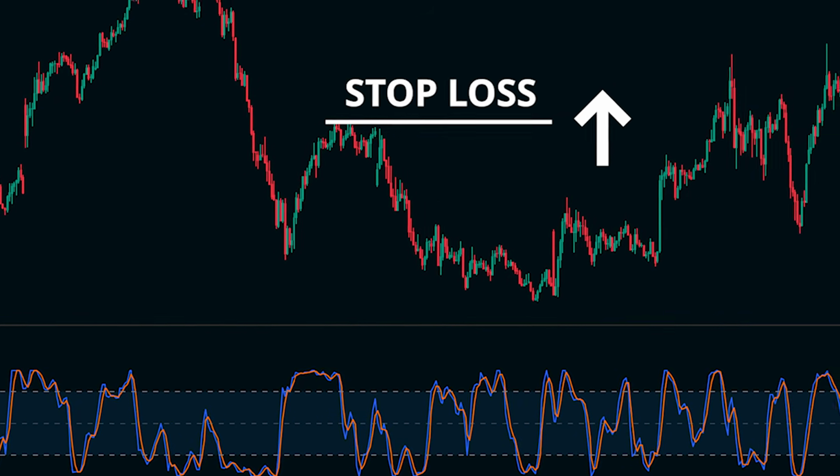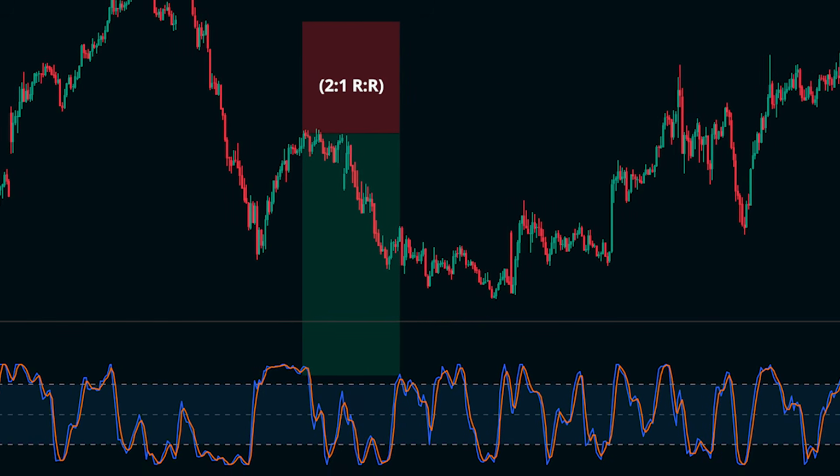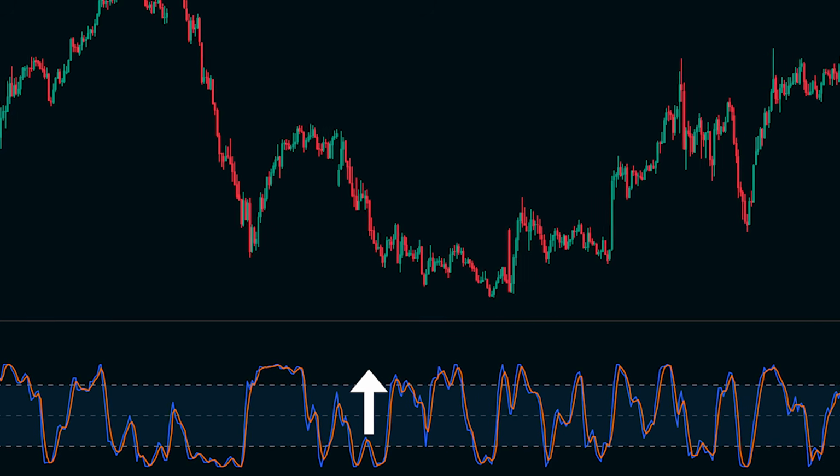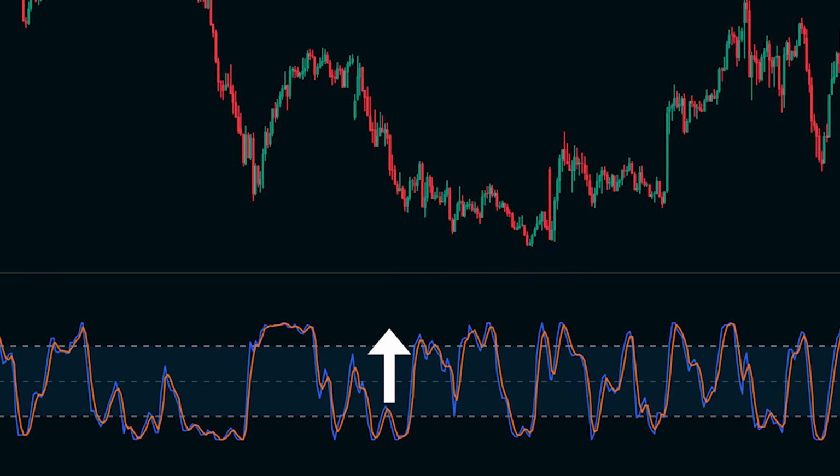Stop loss goes above the recent swing high. Target is a 2-to-1 risk-reward ratio. Primary exit is the 2-to-1 target. Secondary exit is if %K crosses back above %D before the target, exit immediately.